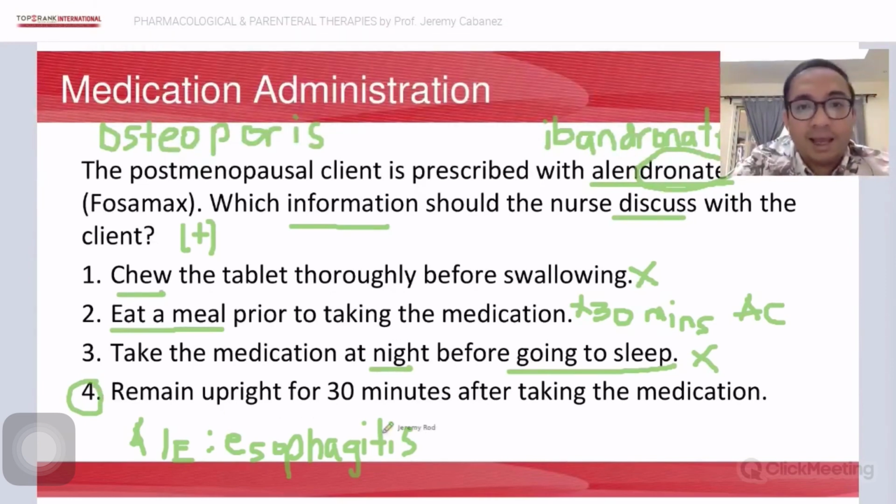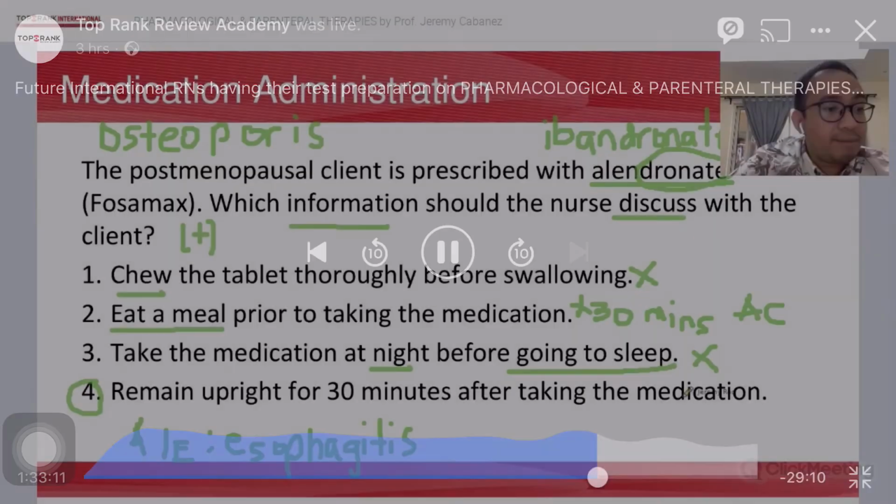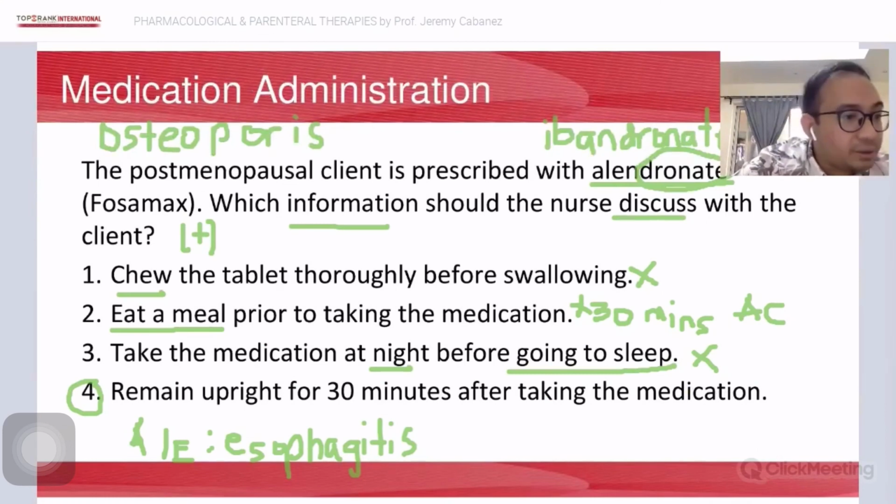Okay, tumama ha. Alendronate, Fosamax. Tatandaan, this is called a drug for osteoporosis. It's called biphosphonate. Okay, tumama ba? Answer number 4. Very good, Heidi. Number 4.